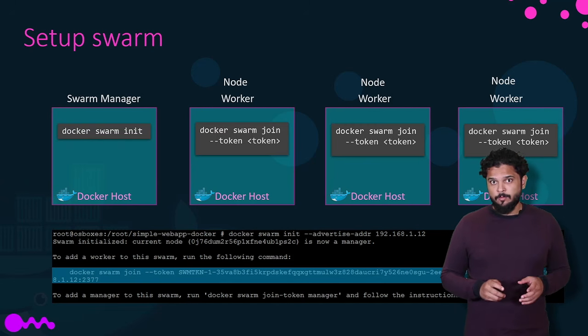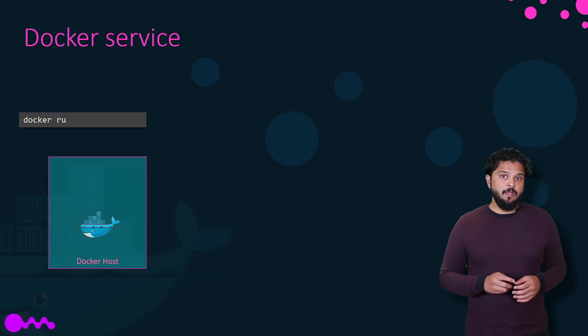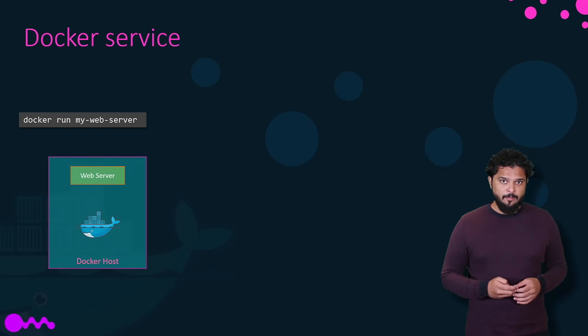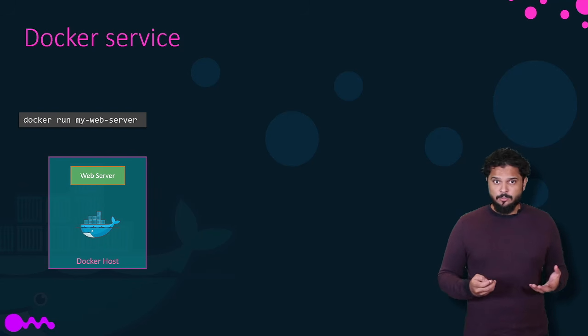As you already know, to run an instance of my web server, I run the docker run command and specify the name of the image I wish to run. This creates a new container instance of my application and serves my web server. Now that we have learned how to create a Swarm cluster, how do I utilize my cluster to run multiple instances of my web server?